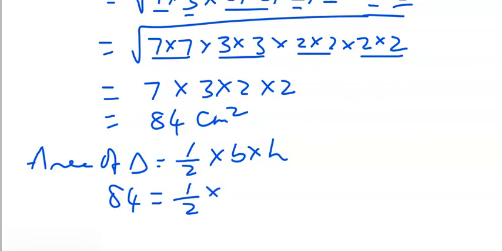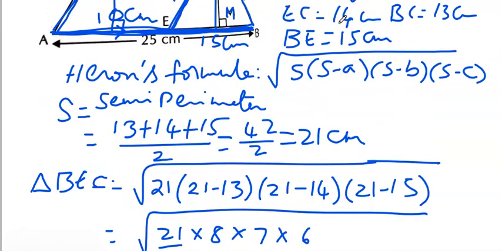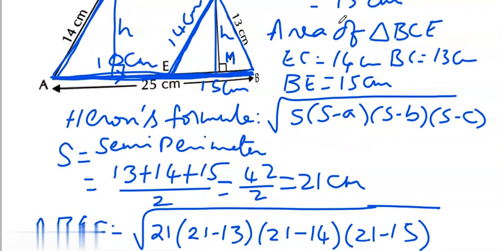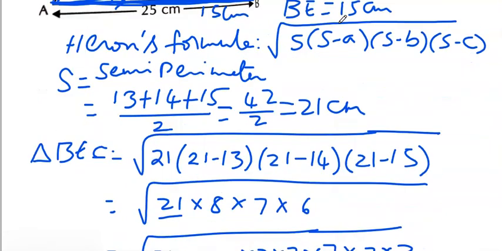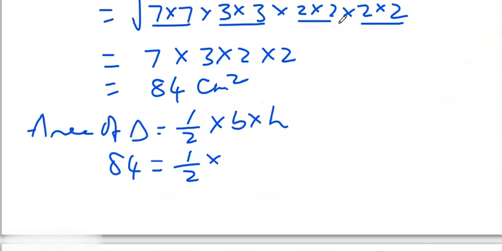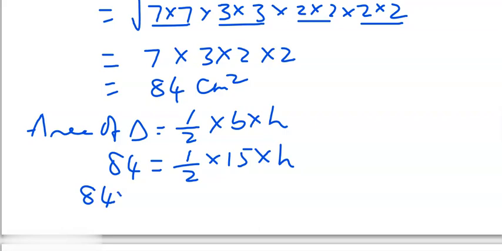into base. Base of the triangle, you observe once again the picture. What is the base here? EB. EB is the base. Its value is 15. Now let us write here 15 into h. We don't know, let it be h. Now finding the h value from this, sending 2 and 15 to the other side, we will have 84 into 2 by 15 gives you h.